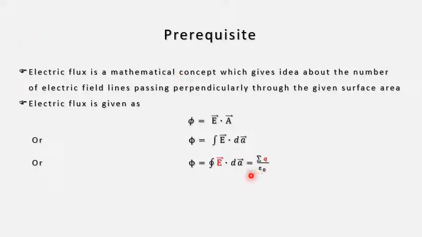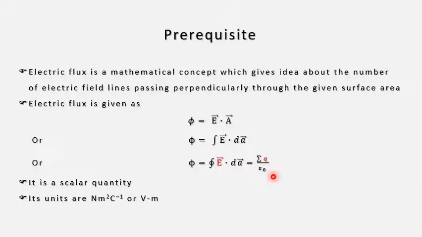And according to Gauss's law, flux linked with a closed surface can also be found by taking the ratio of charges enclosed by the surface to the permittivity of vacuum. It is a scalar quantity. You can measure it in newton meter square per coulomb or volt meter. And for today's topic, we need to recall the definition of volume charge density, which is charge per unit volume. Those things should be clear for today's topic, and of course we should know what E is.